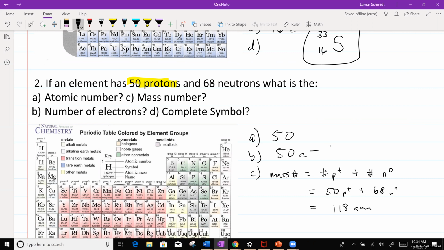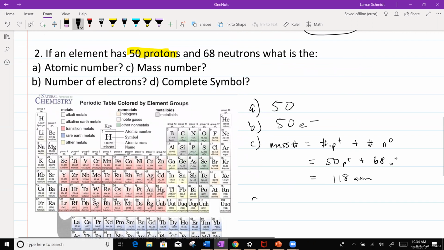And then the last part is we do the complete symbol. In the complete symbol, we have to know what element it is. So we go to our periodic table. We search it high and low, and we find an atomic number of 50, and 50 is the element tin. So we have tin, which has a symbol of Sn.